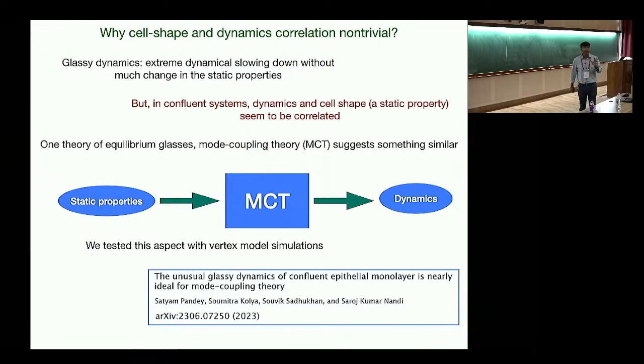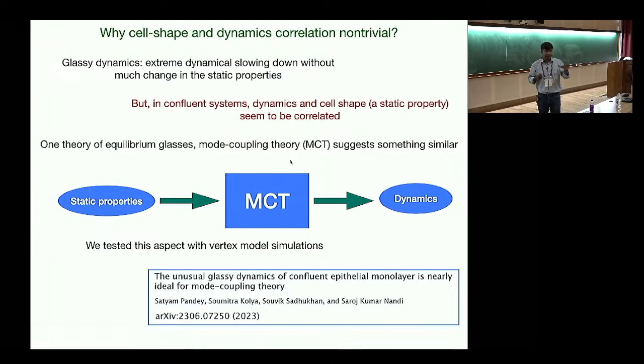Now, there is one particular theory that advocates this type of scenario, and this is known as the mode coupling theory. Mode coupling theory has a strange status. It seems to fail left, right, and center, but it also seems to predict something quite remarkable. So we thought we would apply this theory to the confluent system and see how the theory fares. And this is what we did.